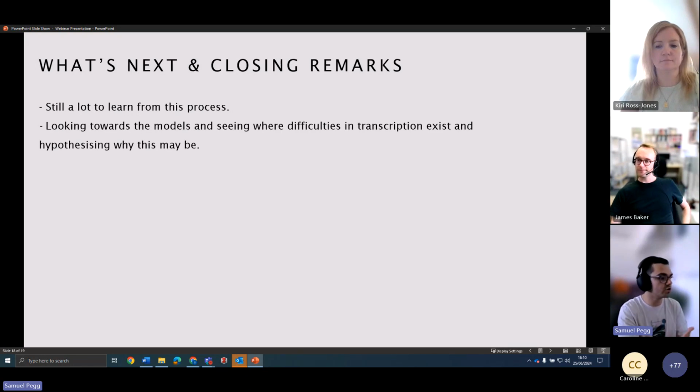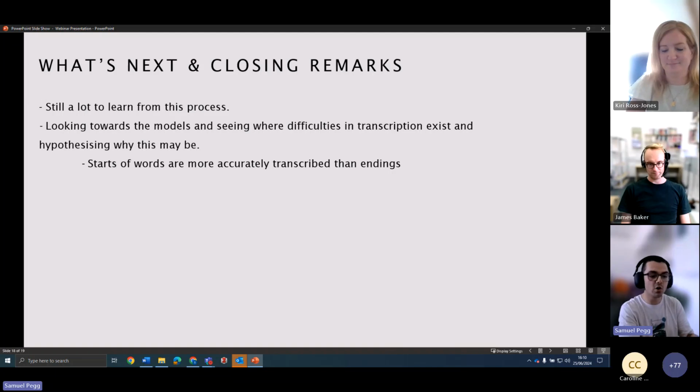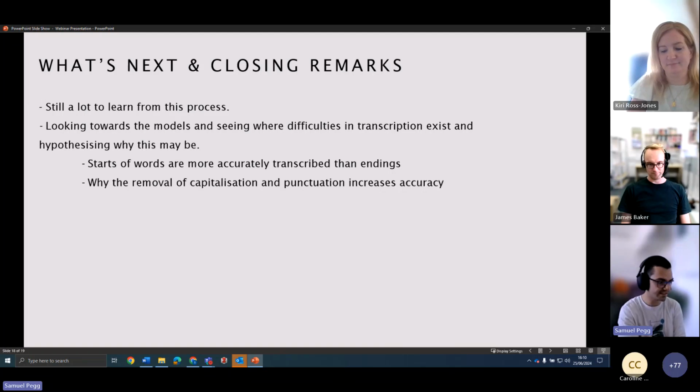But when we begin to look towards the models and seeing where difficulties in transcription exist, I can begin to hypothesize why this may be. The start of words are more accurately transcribed than endings. I've had a moment chatting to Kiri where we think we might know why this is, but it'd be good to research and actually look into what causes this.